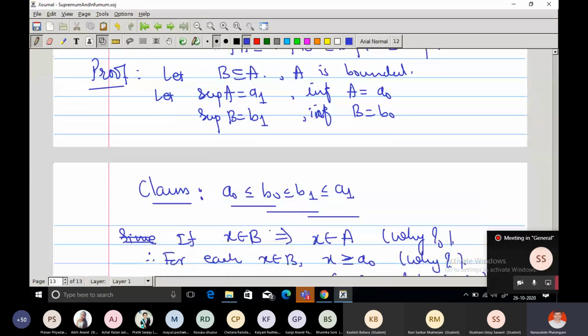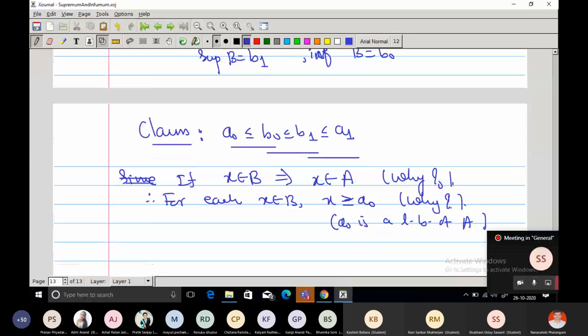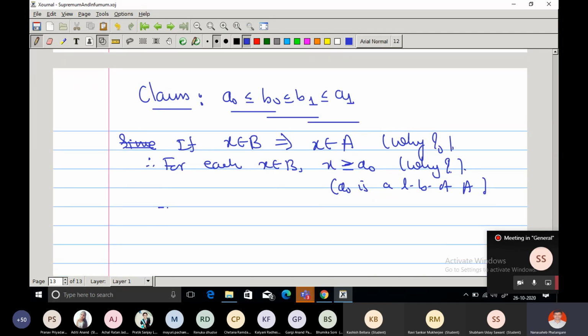Any element of B is also a member of A, and every member of A is greater than or equal to A0, and therefore every member of B is also greater than or equal to A0. This suggests that A0 is a lower bound of B, because every element of B is greater than or equal to A0. Fine.